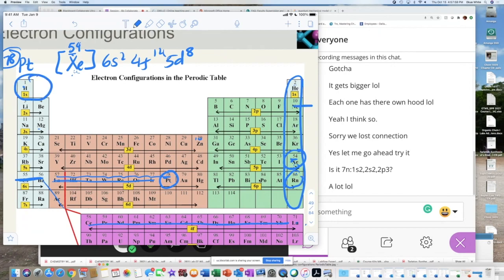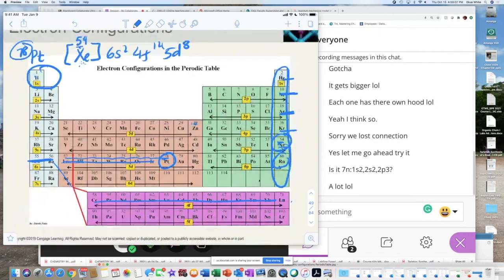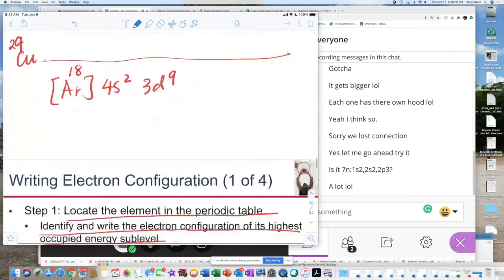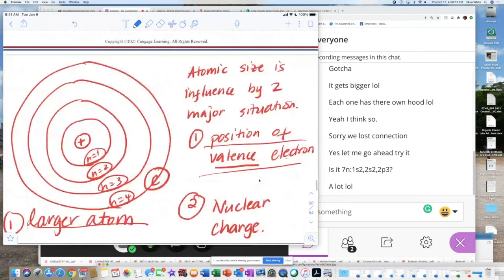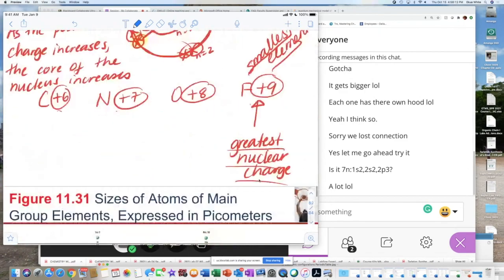Start from either neon, argon, it could be helium. Start from helium, neon, argon, krypton, xenon, and go all the way to the end. Okay? Yeah, I know it's a lot. So for the part here I never got to, which is okay.